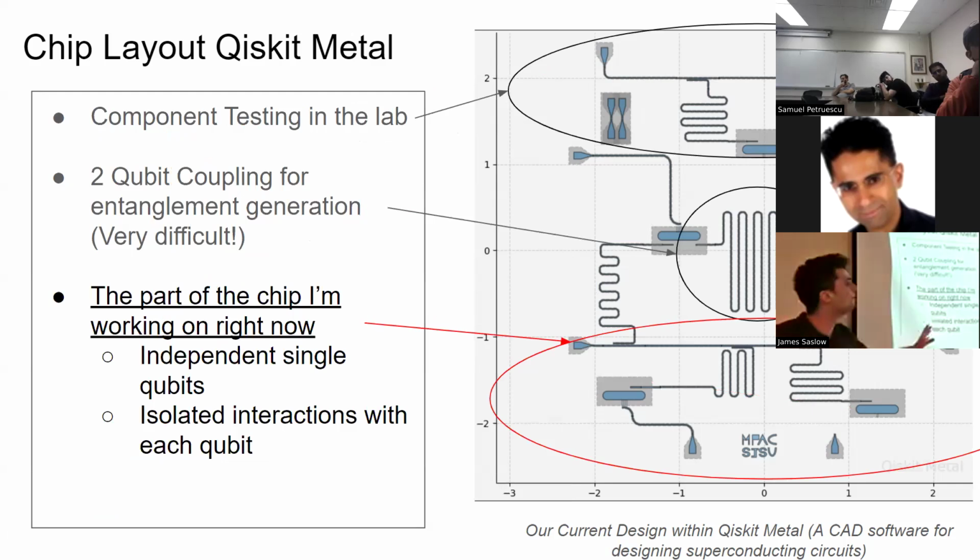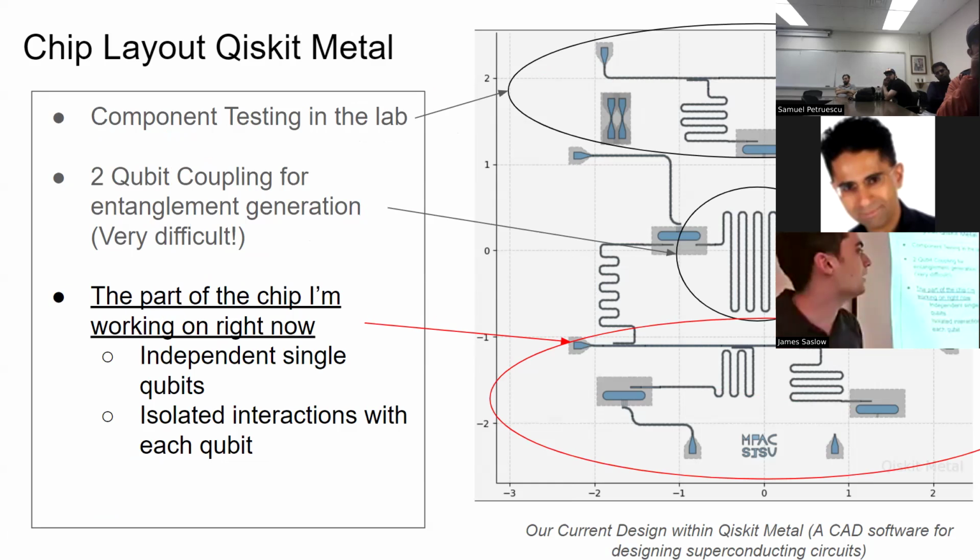So I know that was a lot. So I took the time to divide the chip into three sections. The top part of the chip is mostly component testing. It's testing to make sure that your components are working the way they should in the lab. The middle part is for entanglement. That's our two-qubit coupling. The bottom part of the chip is the part that I'm working on right now.